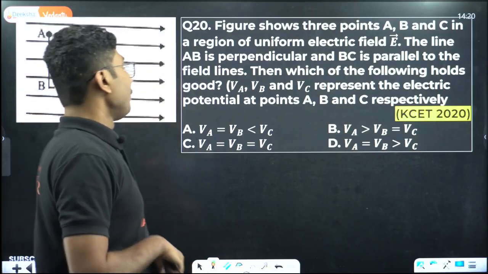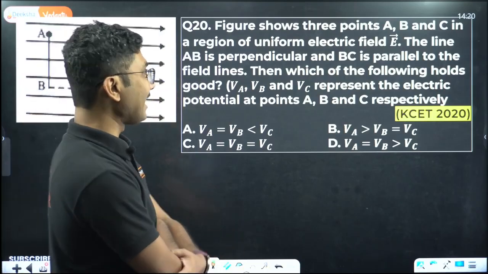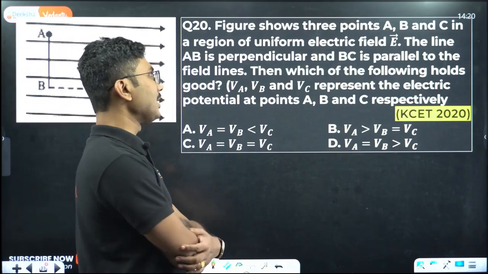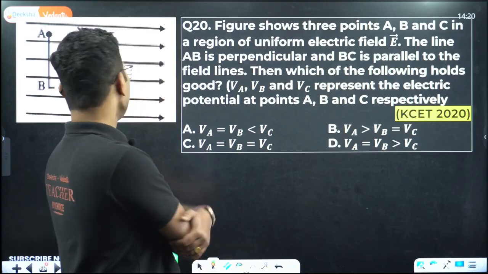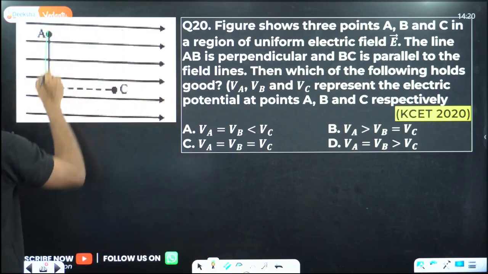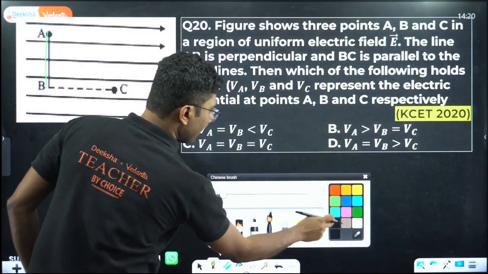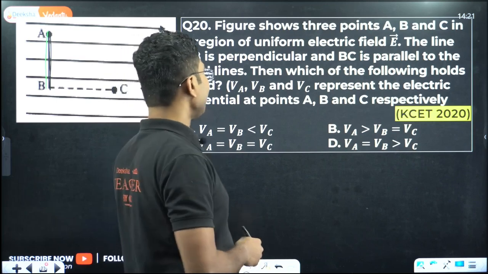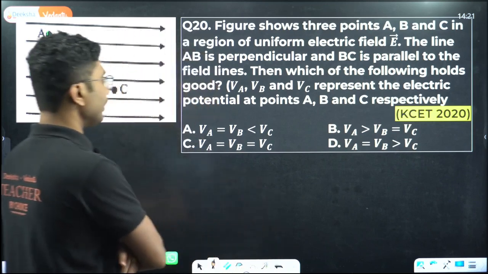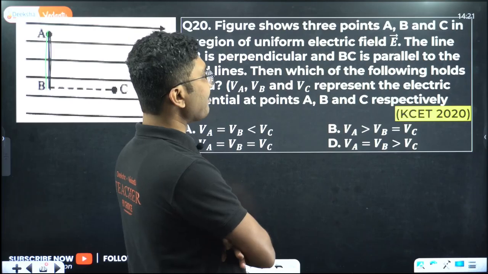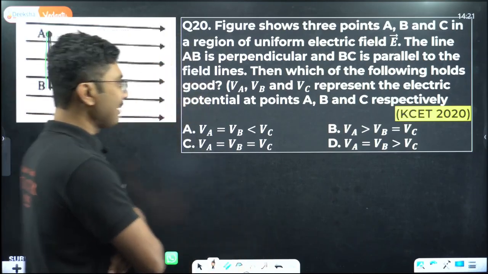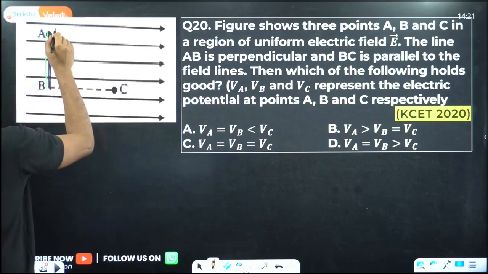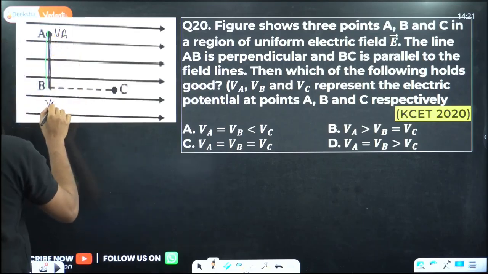Okay. Figure shows 3 points A, B and C in a region of uniform electric field E. The line AB is perpendicular and BC is parallel to the field line. Then which of the following holds good? VA, VB and VC represent electric potential at points A, B and C respectively. So we have to find the electric potentials VA, VB and VC.